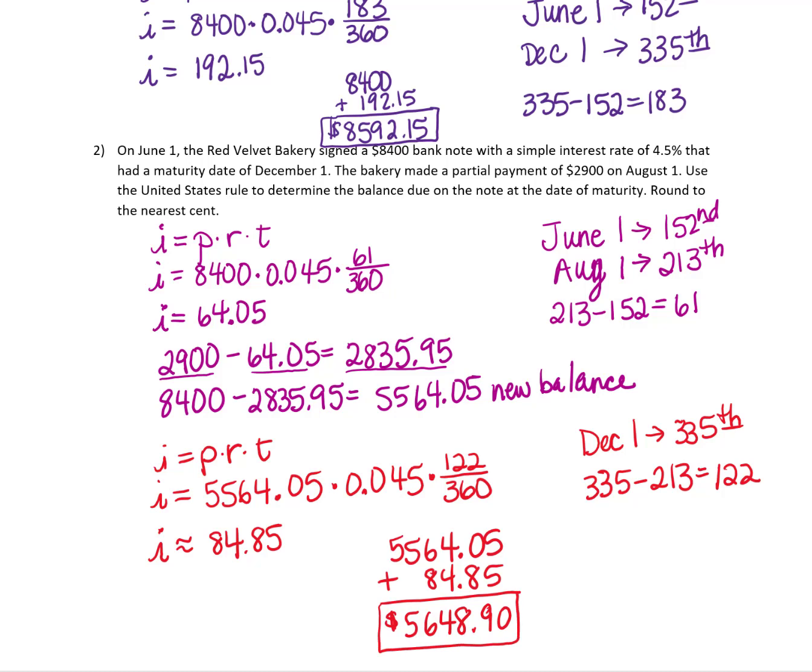Two payments were made for this problem number 2. They made a partial payment of $2,900, and then they made the final payment of $5,648.90 on December 1st. Now, since they made that partial payment, when you add the $2,900 to the $5,648.90, it should be less than what we got for problem number 1, because that was based on the full principal of $8,400 for the whole time.